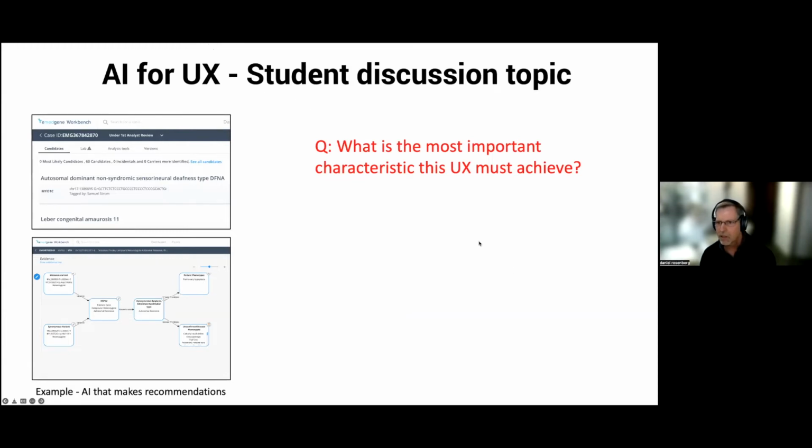Yes. So tell me in one word, what is the most important thing that you have to get this genomicist expert to feel about your user experience design and the whole product, the whole system? One word. Somebody toss it out. I'll even give you a clue. It starts with a T.